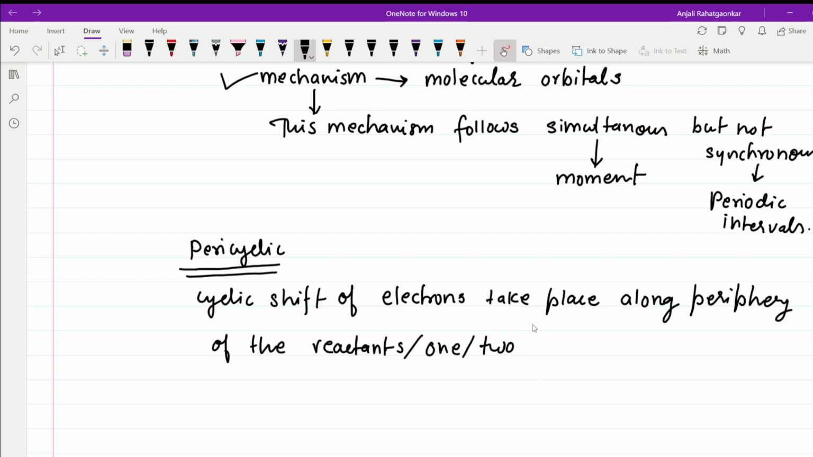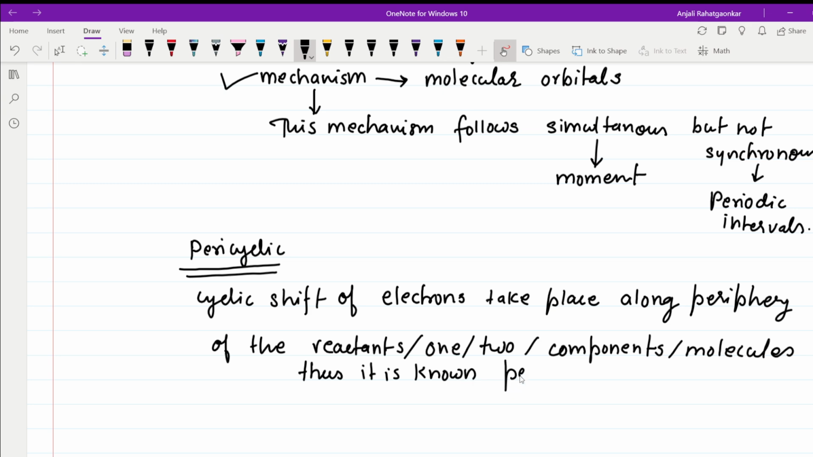Or you can say the component also. So various terminologies can be used. So the cyclic shift of the electrons takes place along the periphery of the reactants, along the periphery of the molecules. One more term I need to add. Thus it is known as pericyclic reaction. Got it? Pericyclic reaction.